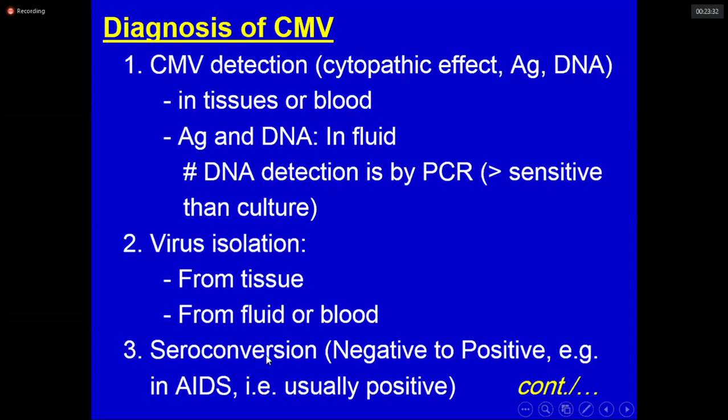Seroconversion, what I mean by seroconversion, negative to positive. This can occur in AIDS. AIDS people are usually, when you check them, positive for CMV. Remember this point. AIDS patients are usually positive for CMV.